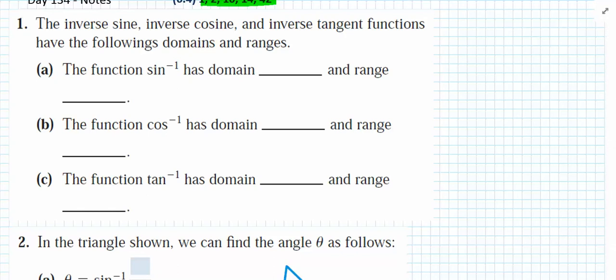In each part, A through C, of question number 1, we must identify the domain and range of our inverse trigonometric functions. Now the thing to remember here is that the domain and range are switched compared to the original trig functions.